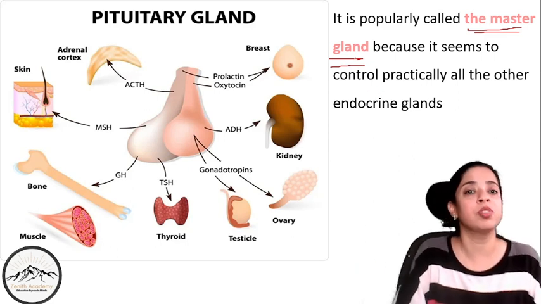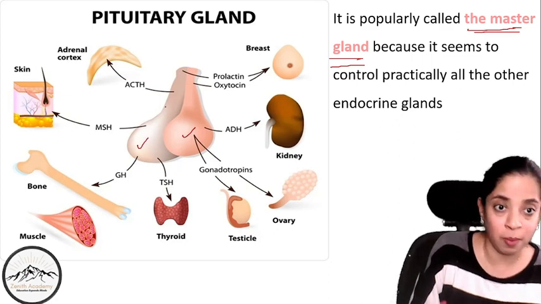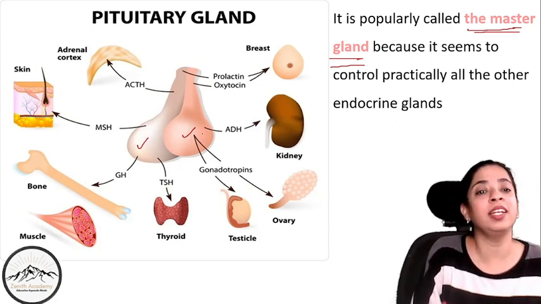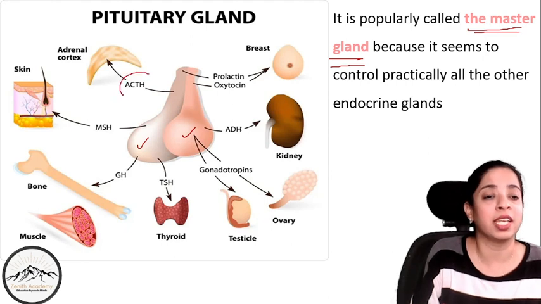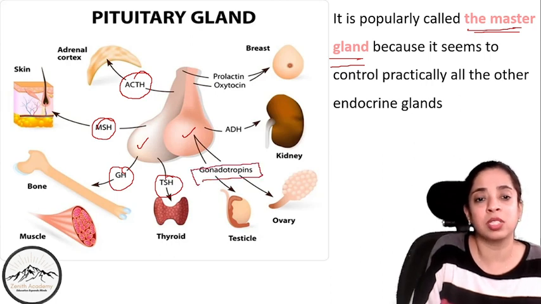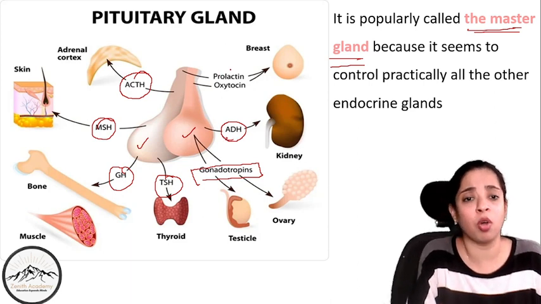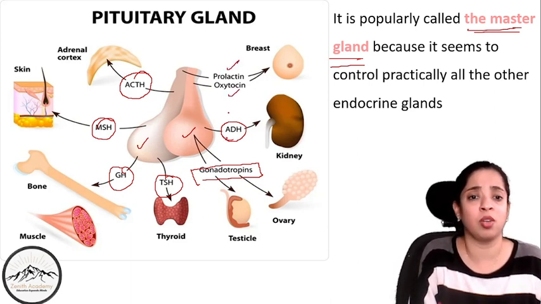So what does it do? The pituitary gland has two lobes. We'll talk about these two lobes later. These two lobes secrete different hormones. It secretes ACTH, MSH, GH, TSH, and the gonadotropins. It also secretes antidiuretic hormone, prolactin, oxytocin, all these things.